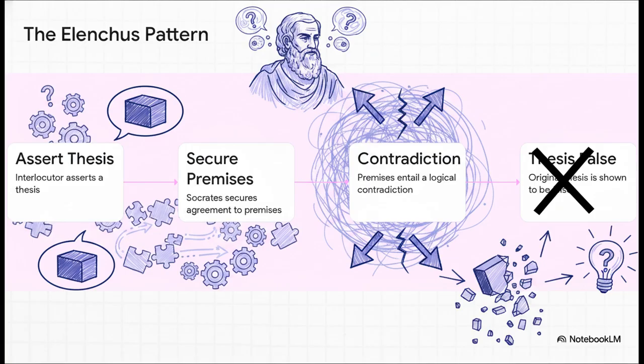As outlined by the philosopher Gregory Vlastos, we can break this standard pattern down into 4 precise steps. First, the conversation partner or interlocutor asserts a thesis, something they believe to be true. Second, Socrates methodically asks questions to secure their agreement on further, seemingly independent premises. Third, Socrates argues, and the partner agrees, that these new premises actually entail a logical contradiction to their original thesis. And boom, step 4. The original thesis is exposed as false. It's a rigorous cross-examination that forces people to confront the inconsistencies in their own belief systems.